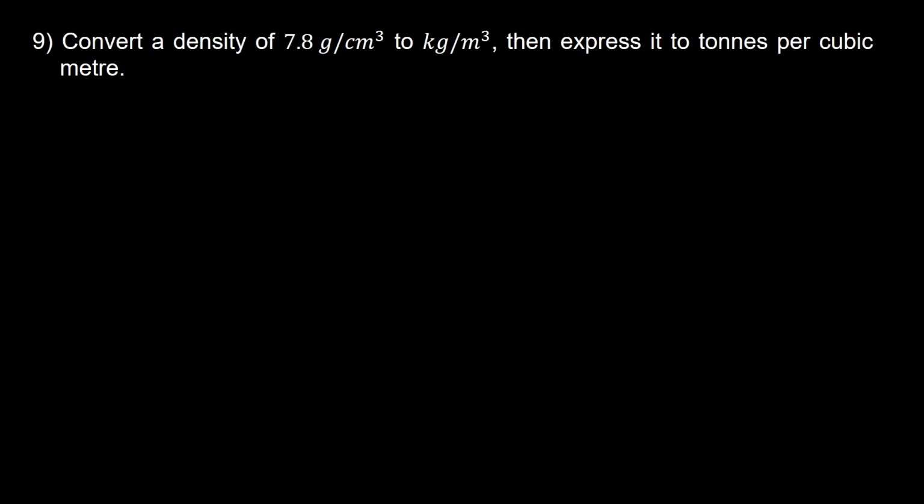Convert a density of 7.8 grams per cubic centimeters to kg per cubic meters. Then express it in tons per cubic meters. So we first start by converting the grams per cubic centimeters to kg per cubic meters. So let's come up with the conversion factors.